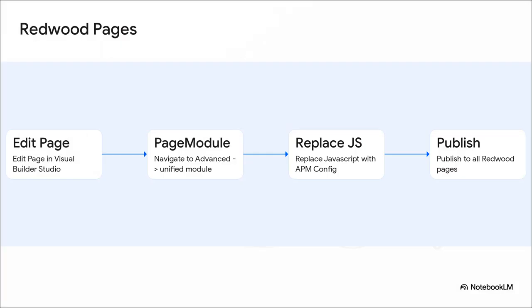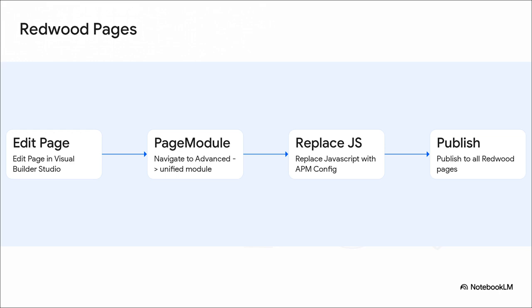All right, shifting gears to the Redwood engine. For this one, navigate to any Redwood page, say your Me Journeys page. Click your profile icon and hit Edit the Page in Visual Builder Studio. That opens up your Git repository. You're going to want to click over to the Advanced tab and find the Unified Module section.